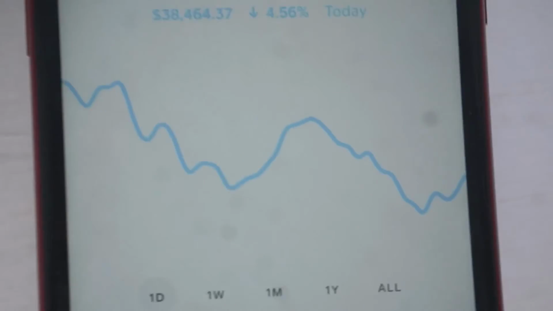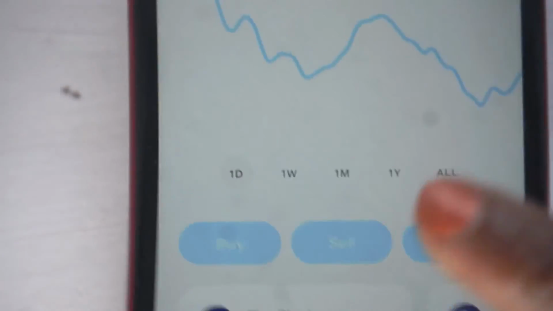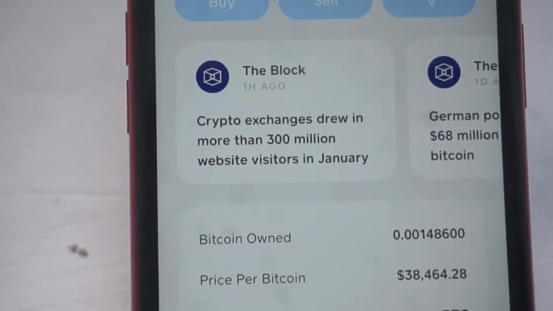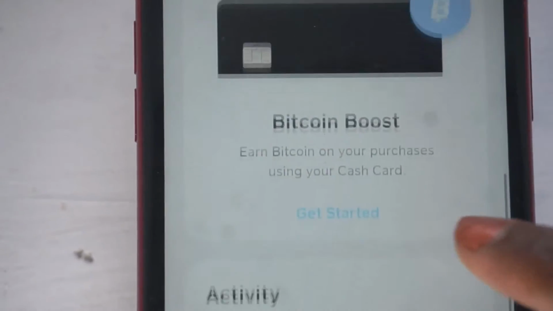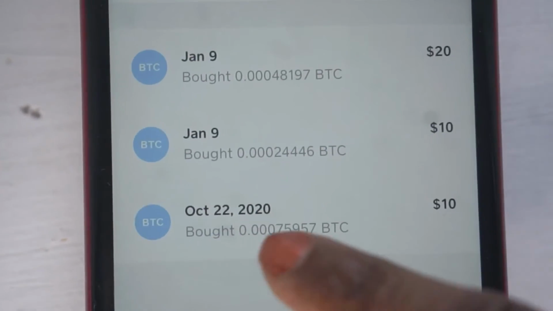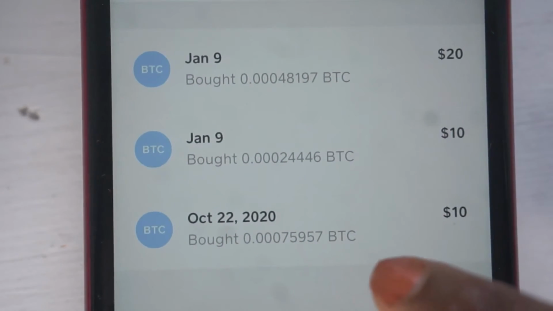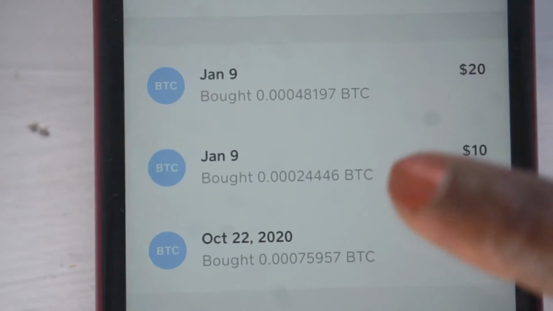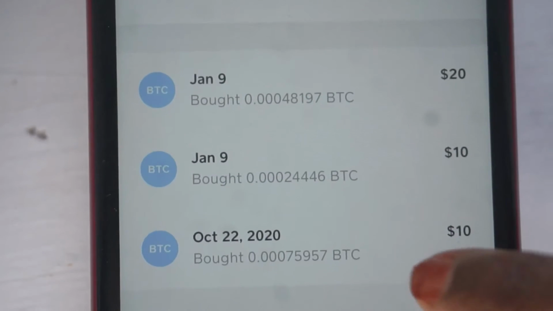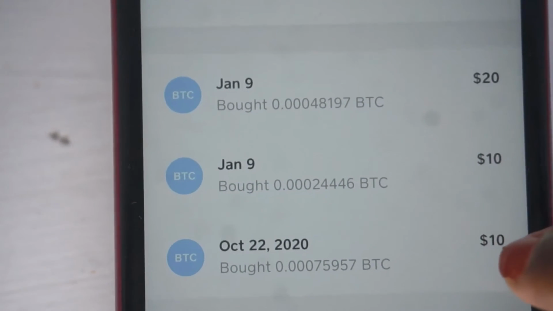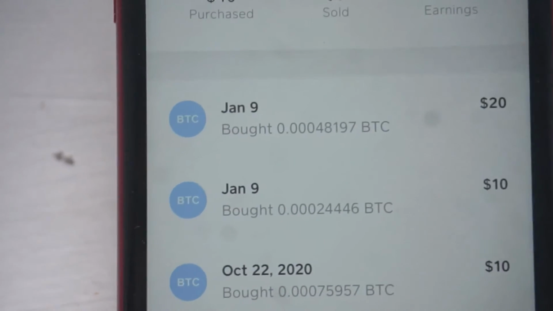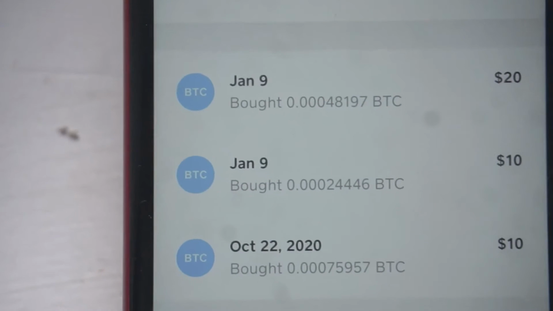That was last year around October, but this year my Bitcoin grew actually. Let me show you. Okay, so I bought Bitcoin, $10 on my Cash App, on October 22nd, and I added in another $10, but when I went to check, it was actually $30. So it had tripled, and that is just a simple way to make extra cash.